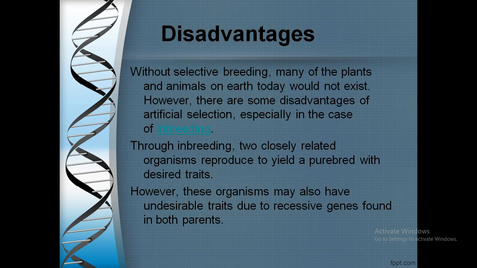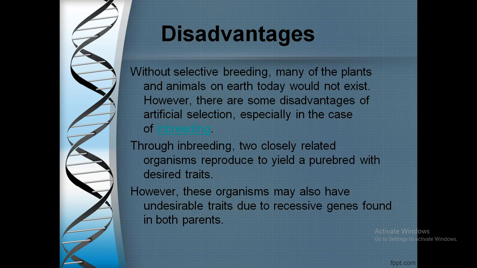Disadvantages. Without selective breeding, many of the plants and animals on earth today would not exist. However, there are some disadvantages of artificial selection, especially in the case of inbreeding. Inbreeding is a process which occurs within the same species. When we breed individuals of the same species together, this process is called inbreeding.